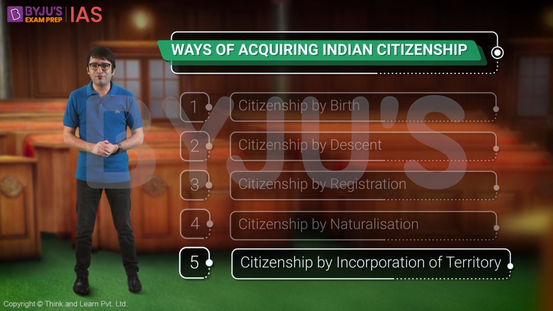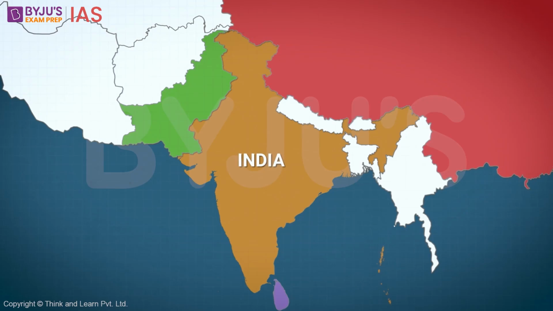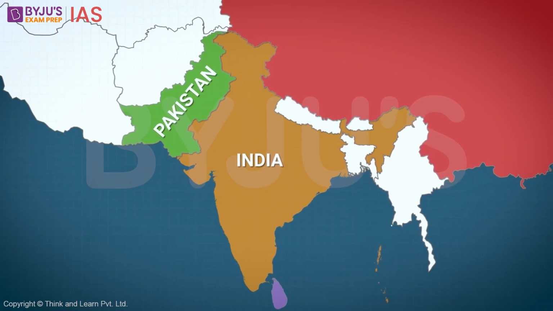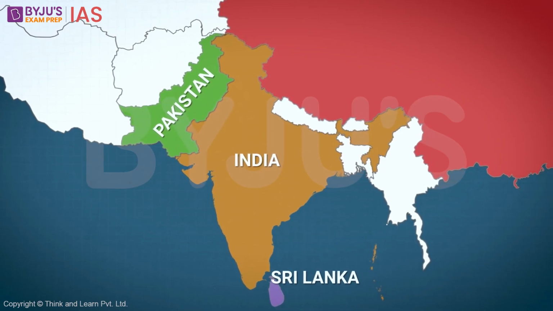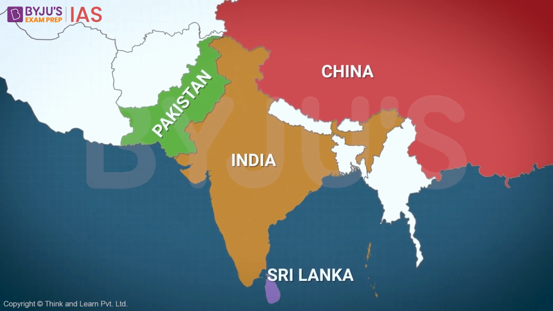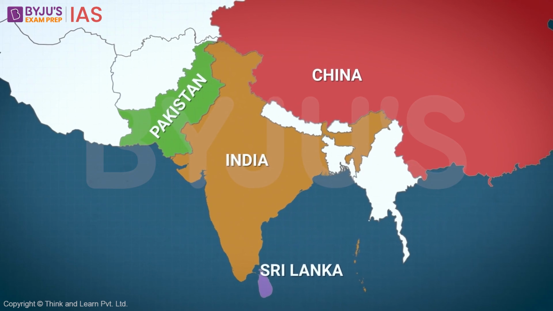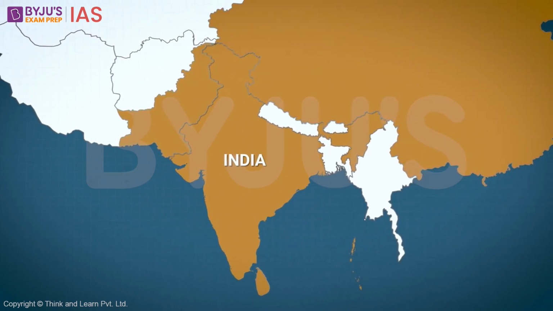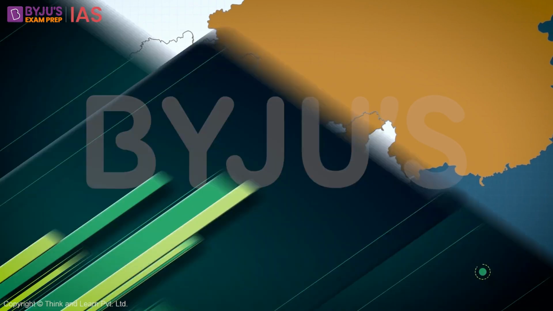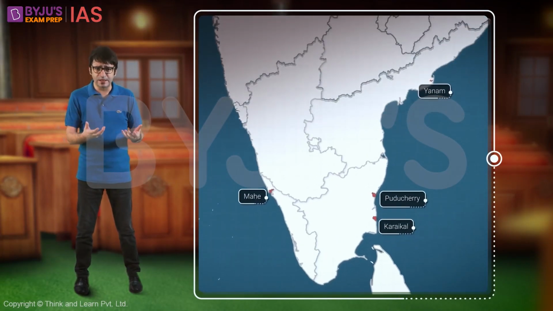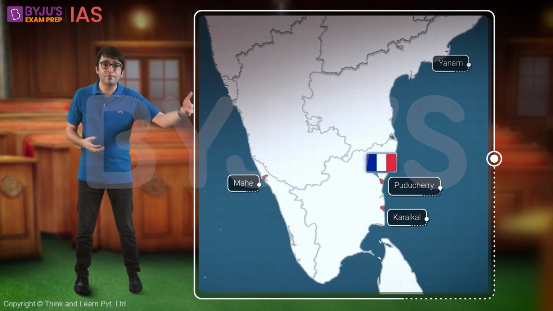by incorporating a foreign territory. Let's assume for a while that we acquire Pakistan, or we acquire Sri Lanka, or we acquire China. The citizens of China, Pakistan, Sri Lanka, can they become Indian citizens? Yes. Why? Because we have now incorporated their territory. For example, Puducherry. Puducherry was not originally part of India. It was acquired by India from France.